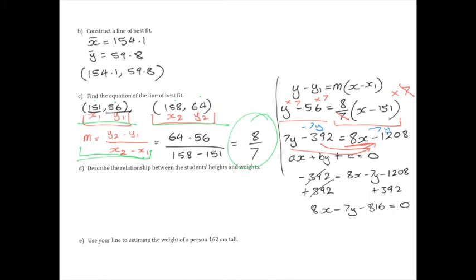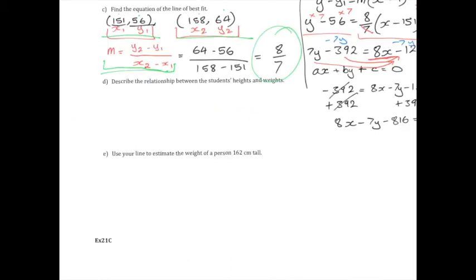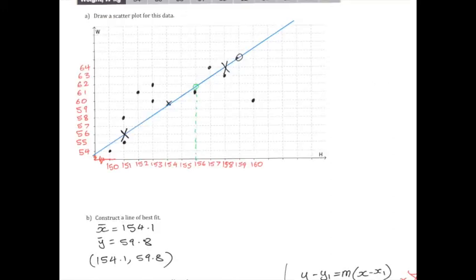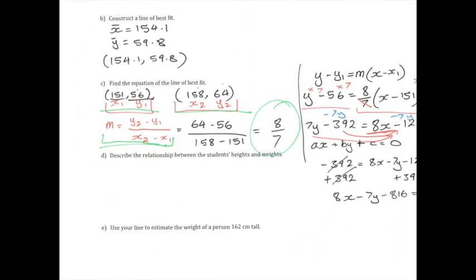That is the line of best fit. So, describe the relationship between the student's heights and weight. What did you say it was? Positive? Moderate to weak, or weak to moderate? So there is a weak to moderate positive relationship between the student's heights and weight.